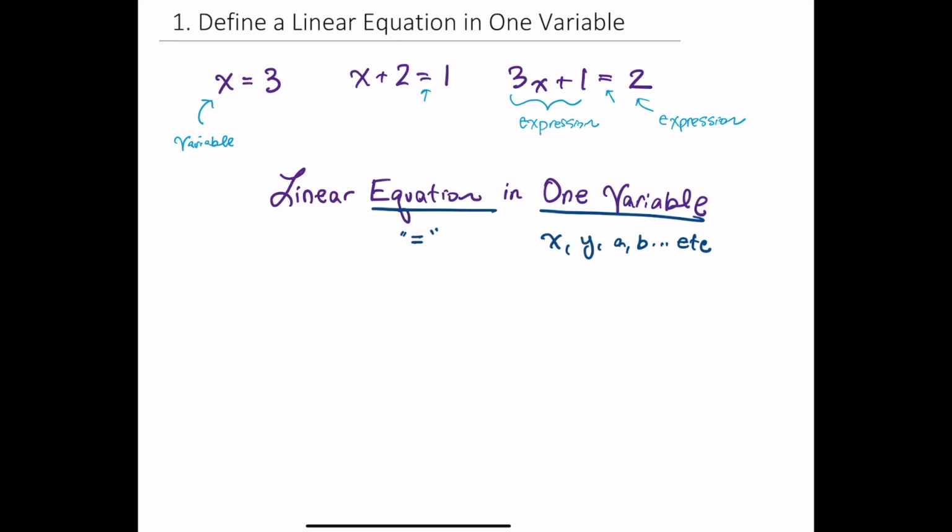Now, what makes this linear is the fact that you don't see any exponents on your variable. In each case, these x's have, we could say, an imaginary exponent of 1. We typically don't write that, we just leave it as x. So it's linear if you don't see any squared values. If this happened to be x squared equals 3, it would no longer be linear. So I would say no exponents greater than 1.